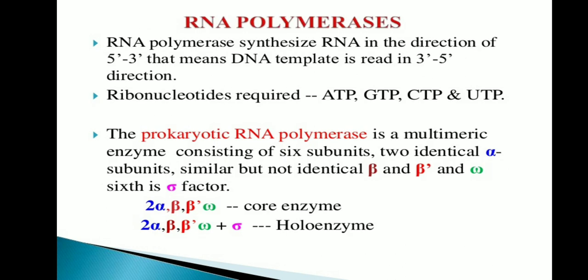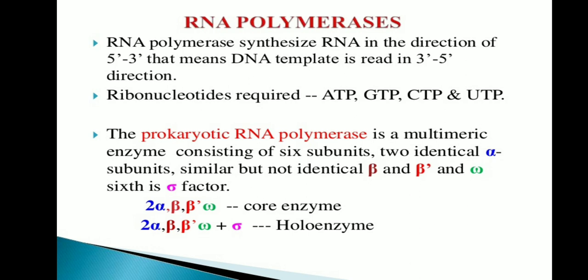Then we will see the RNA polymerase, right? So the E. coli RNA polymerase is one of the largest enzymes inside this cell, right? It is composed of a core which contains the basic transcription machinery and the sigma factors, right? So this RNA polymerase synthesizes the RNA in the direction of 5 prime to 3 prime. So that means the DNA template is read in the 3' to 5' direction. The ribonucleotides require ATP, GTP, CTP and UTP.